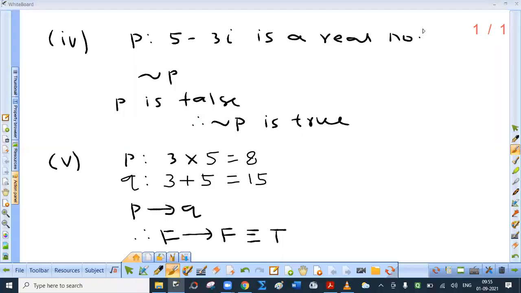Fourth one, it is not true that 5 minus 3i is a real number. Let P stand for 5 minus 3i is a real number. So the symbolic form of the given statement is not P. Now P is false. So not P will be true. Fifth one, let P: 3 into 5 equal to 8. Q: 3 plus 5 equal to 15. Now what is the statement? If 3 into 5 is 8, then 3 plus 5 is 15. The symbolic form is P implies Q. Now P is false, Q is false. False can imply anything. So false implying false is nothing but true.